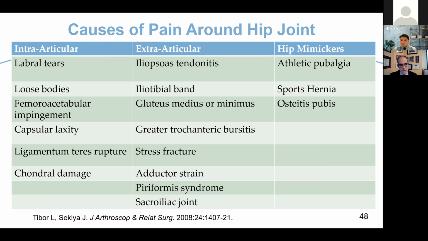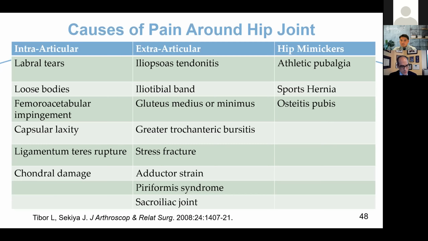But those are just some of the areas, thinking intra-articular, extra-articular, and there are hip mimickers, which we don't have a lot of time to go through, like sports hernias. You can have peripheral nerve entrapment in the groin, which is rare, but some of those patients may also report it. But we didn't want to go into that area today.